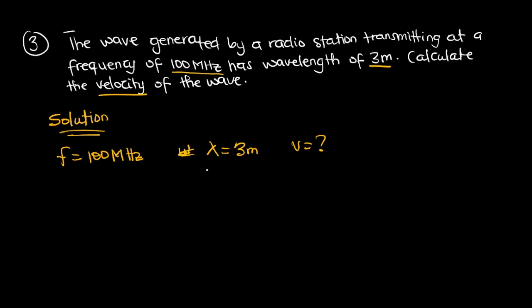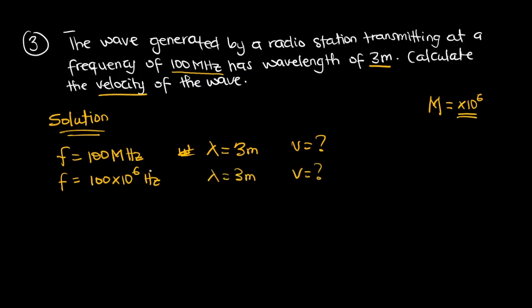Now if you look through all this, you realize that our frequency is in megahertz instead of hertz, so we need to do something about it. And our wavelength is in meters, which is correct, so we leave it like that. Now in math or any other calculation subjects, mega, capital M, is the prefix for times 10 raised to the power 6. This is what mega means. So it means that our frequency over here is 100 times 10 raised to the power 6 hertz, and our wavelength is 3 meters.